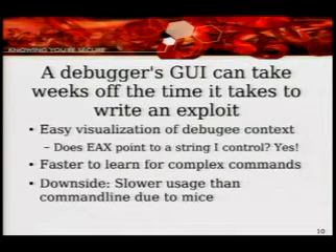So why a GUI? The graphical interface will do us a favor, like it will be easy to have a visualization of the CPU context or the stack. Let's say it's easy to see where EAX points or any register, and a graphical interface is faster to learn for complex commands. You just don't have to learn the complex commands, you click them. But it has a downside, and it's slower usage than the command line.